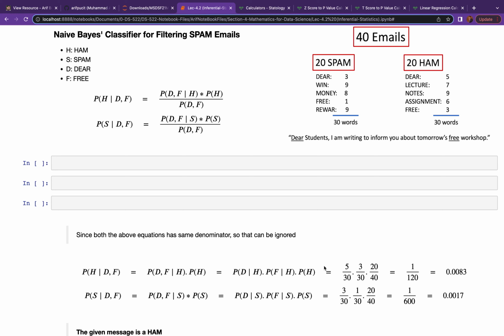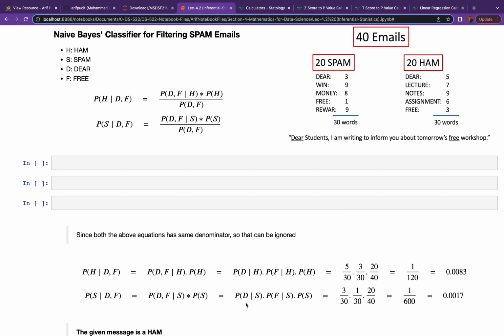Okay, so let me talk about this. Probability of the word dear, given that it is a ham, so come up over here. The probability of the word dear in this is 5 over 30, which is written over here. Probability of getting the word free, given that it is a ham, come up over here. We have the count of free is 3 divided by 30, so this is what the probability is. And the probability of a message being ham is, of course, 20 divided by 40, which is over here.